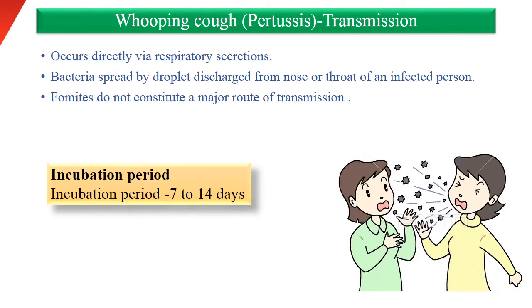So how does it get transmitted? It is transmitted through respiratory secretions, that is called droplet infection. When an individual comes in close contact with the infected person, and the discharge from the nose and the throat, which is called droplet infection, is very highly infectious and contagious. But fomites do not play a major role in the transmission. The major role in the transmission of pertussis is played by droplet infection.